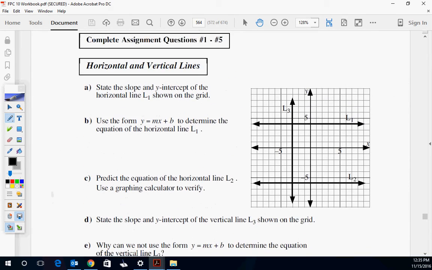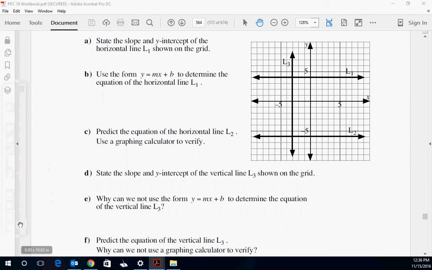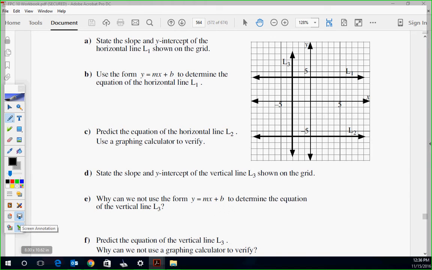Okay, so now we're doing the horizontal and vertical lines. These are easy to understand if you get the concept overall. Once you get the concept, it's kind of locked in. These are easy points for you.